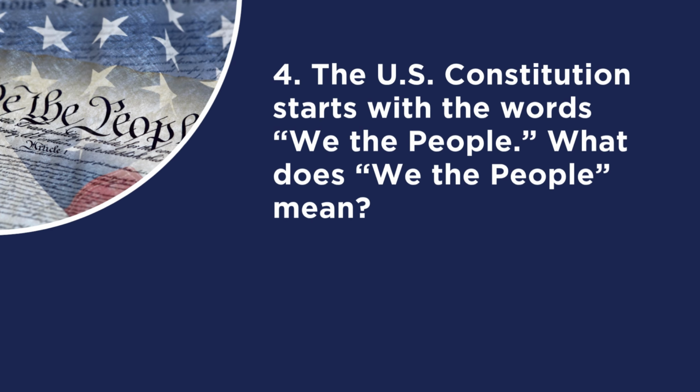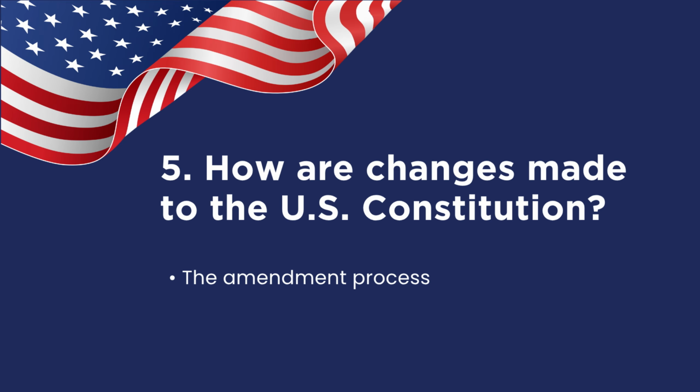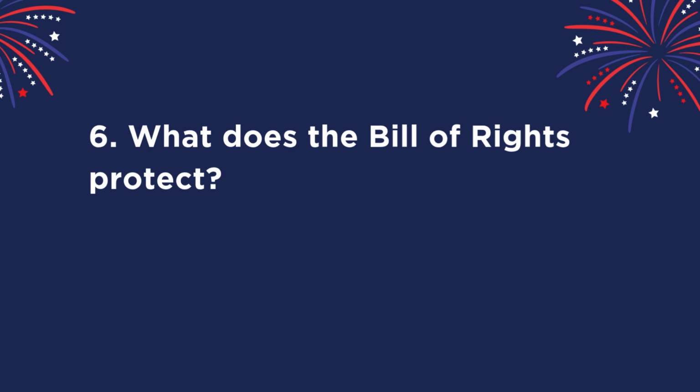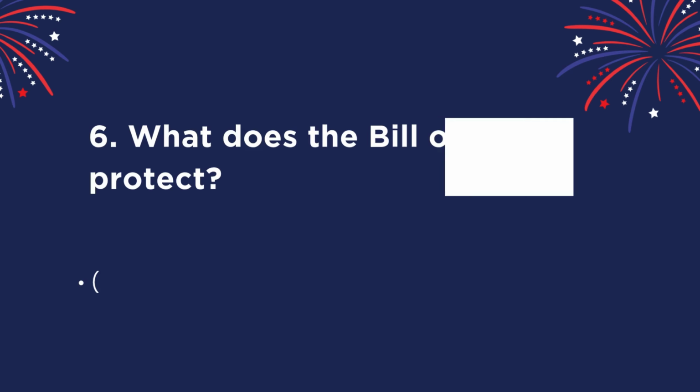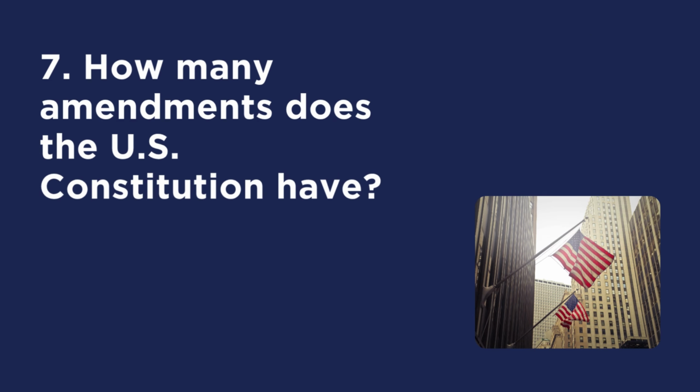Four, the U.S. Constitution starts with the words, "We the people." What does "we the people" mean? Self-government. How are changes made to the U.S. Constitution? The amendment process. What does the Bill of Rights protect? The basic rights of people living in the United States. How many amendments does the U.S. Constitution have? 27.